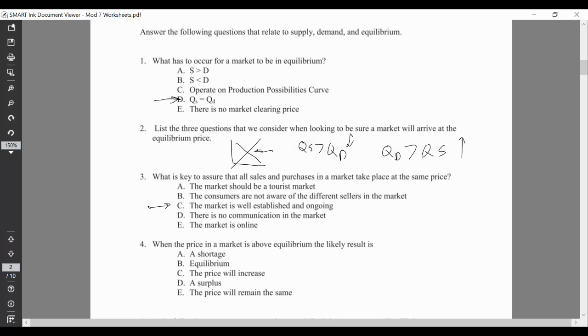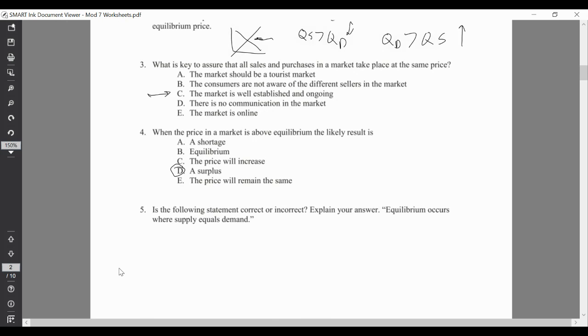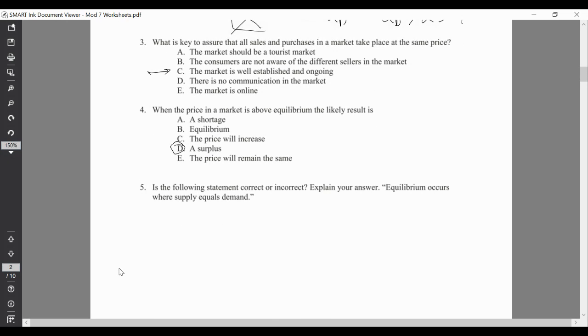Number 4 says when the price in the market is above equilibrium price, it will result in a surplus. And number 5 says, which of the following statements is correct or incorrect? Explain your answer. So, equilibrium occurs, all right, equilibrium occurs when supply equals demand.